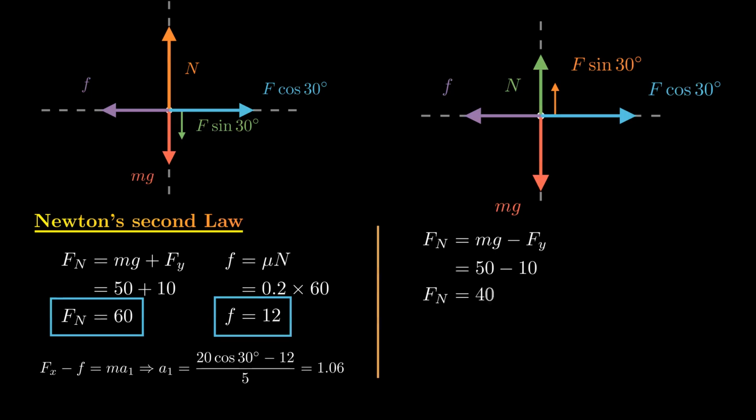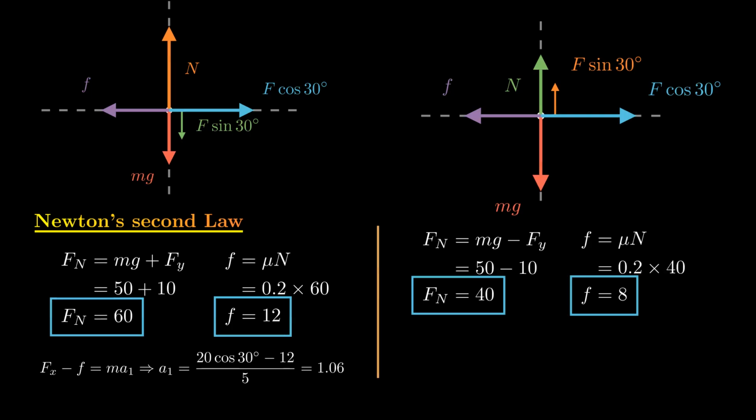Now we are going to do the same thing for the second case, that is the pulling case. Only one thing is going to differ, that is now the vertical component reduces the normal force. So it will be mg minus Fy, that is the vertical component of the applied force. Now we will get the normal force as 40 instead of 60. Now if we substitute that in the force of friction expression, we get the friction force as 8. Now if we again apply Newton's second law in the horizontal direction, we would get 1.86 as the acceleration of the second case.